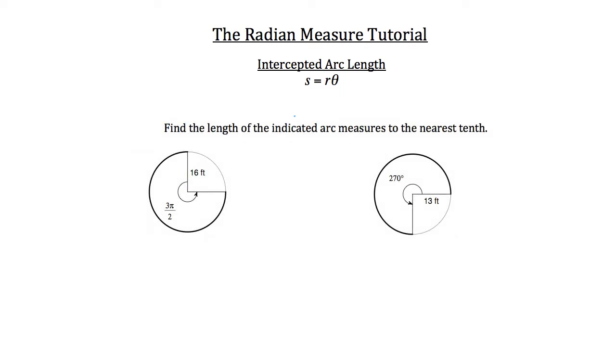Find the length of the indicated arc measures to the nearest tenth. Let's start with the circle on the left. We're calculating the arc length, s. And s is equal to the radius, so the radius of this circle is 16 feet. So 16 times theta. And theta in radians is 3 pi over 2.